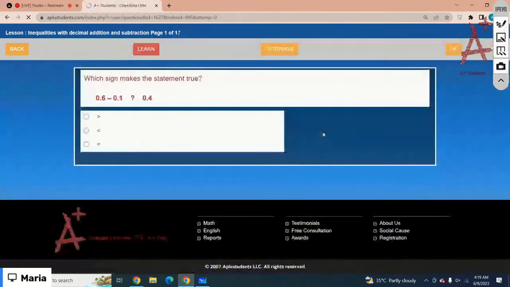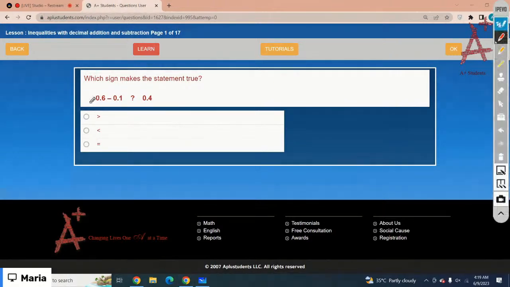Let's just start with the test questions. So 0.6 take away 0.1 is, that would be 0.5. You have to now compare 0.5 and 0.4. So which is the correct option? It would be 0.5. 0.5 is greater than 0.4. Got it? So the correct option is option number 1.